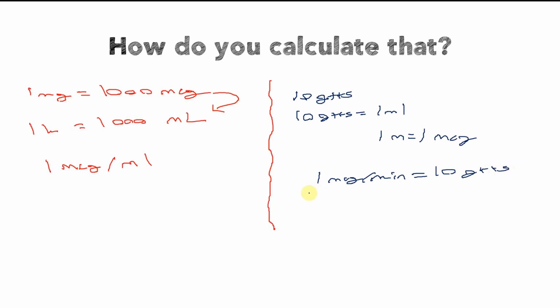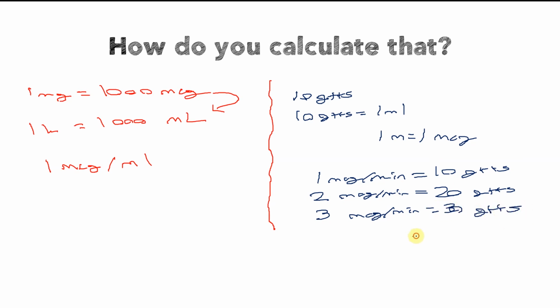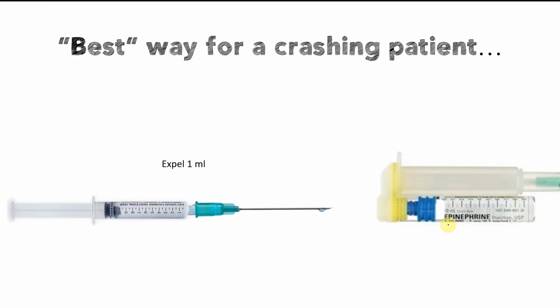Using a 10 drop set, if we want to give 2 micrograms per minute, we need to give 20 drops. If we want to give 3 mics, then we want to give 30 drops, and so forth. And if you ever have any trouble with these drug calculations, come to me and we will work through it. Now, what if you have a patient that is crashing?